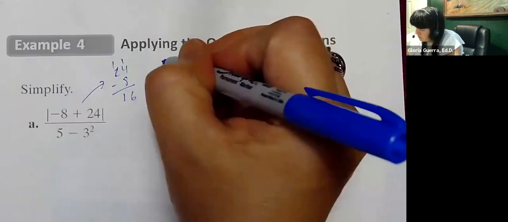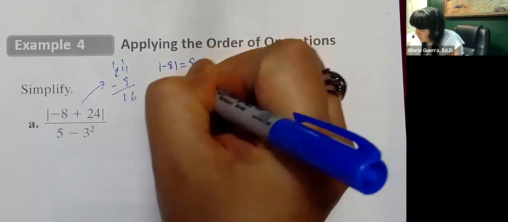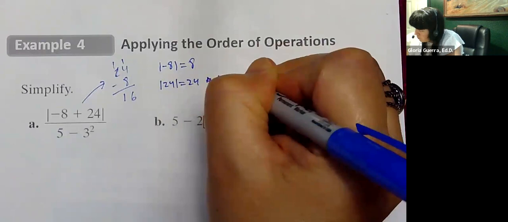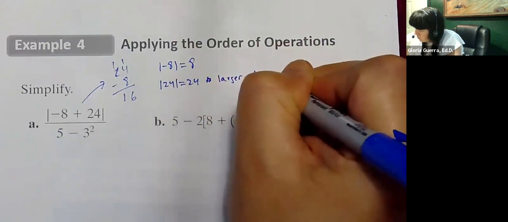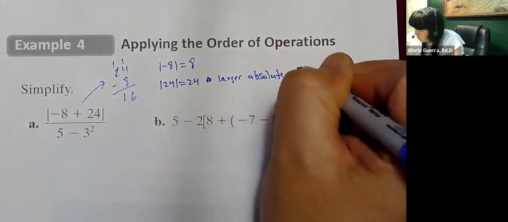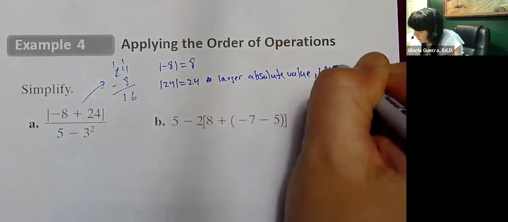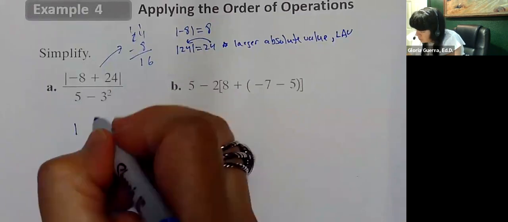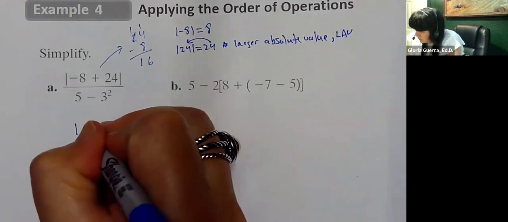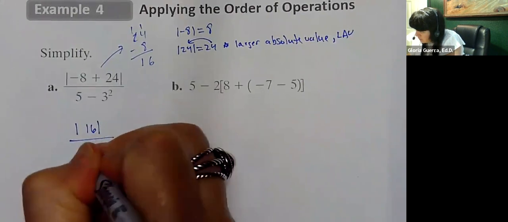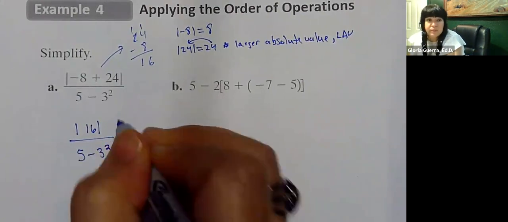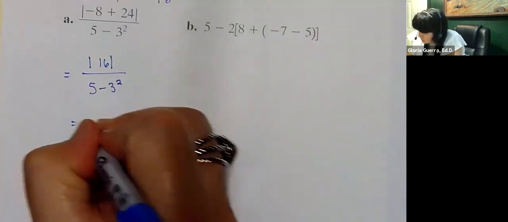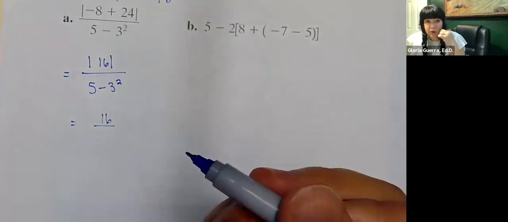Absolute value of negative 8 is 8. Absolute value of 24 is 24. This one happens to have the larger absolute value, which I call LAV. You backtrack, it's positive. So negative 8 plus 24 is actually just going to be 16. But you're taking the absolute value of that. And the absolute value of 16 is just 16. So you should take care of the numerator.